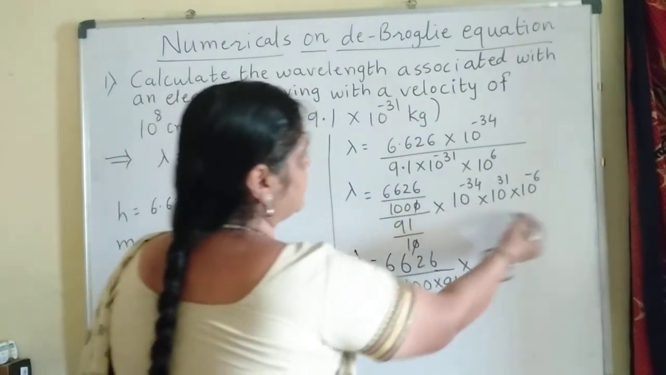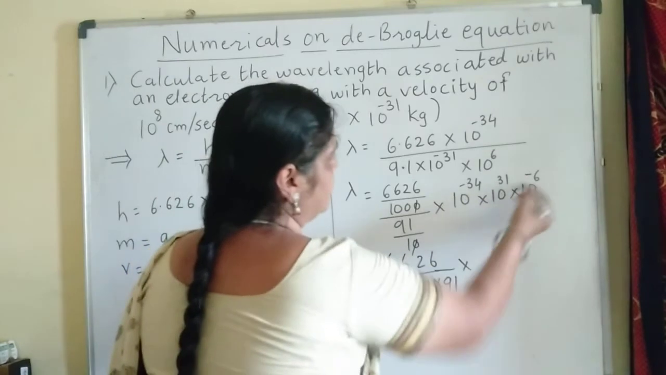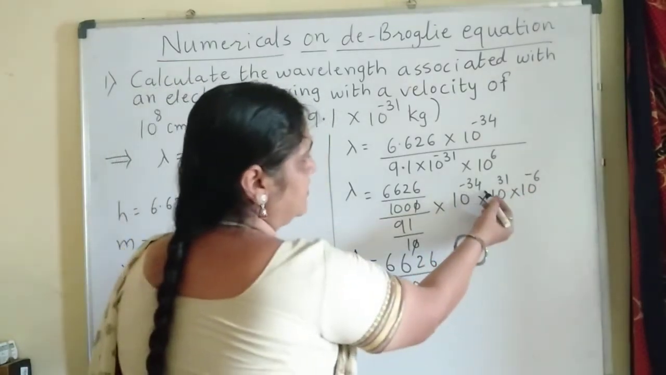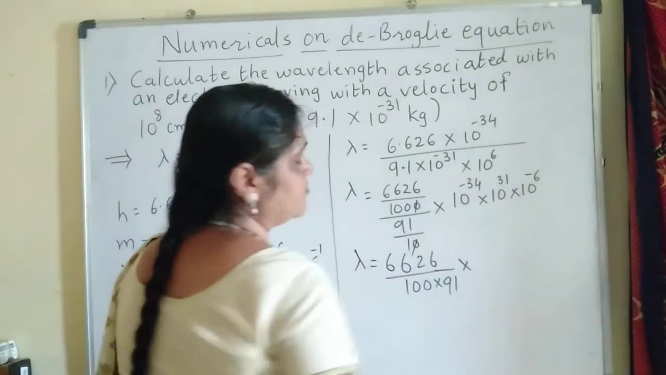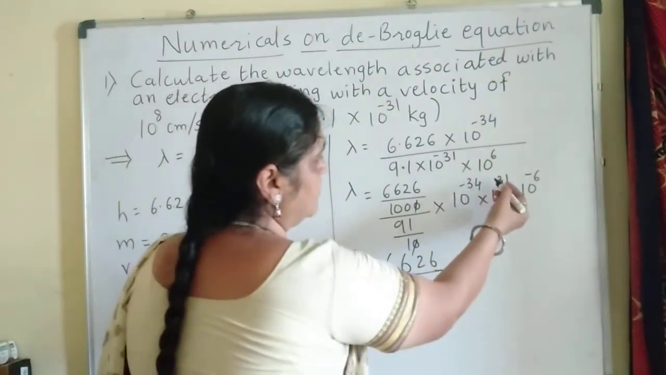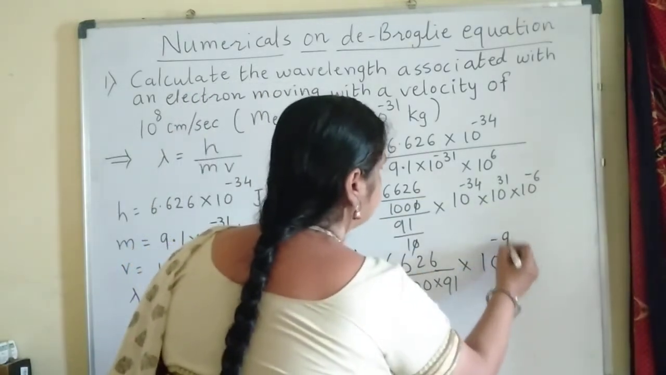So 10 raised to minus 34 and 10 raised to minus 6, we will do minus 34 and minus 6 addition. So it will be 10 raised to minus 40. And this is positive 31, a positive integer there. So minus 40 plus 31 will give you the answer 10 raised to minus 9.